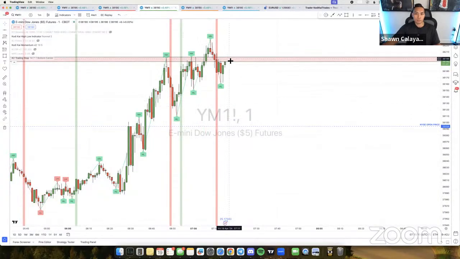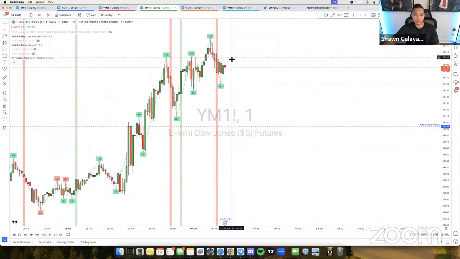I don't think we got a BB3 today. So we didn't get a BB3 entry today. There was a sell signal here, but it wasn't followed up by a red candle.